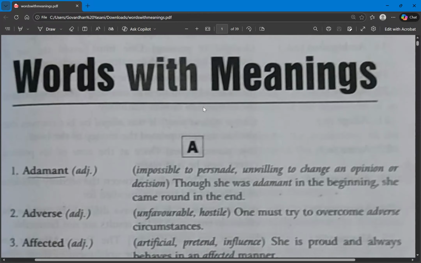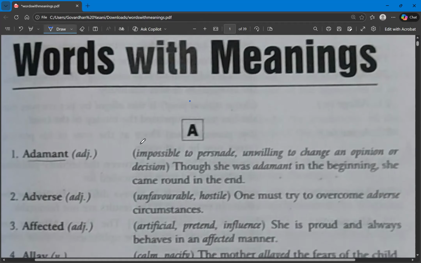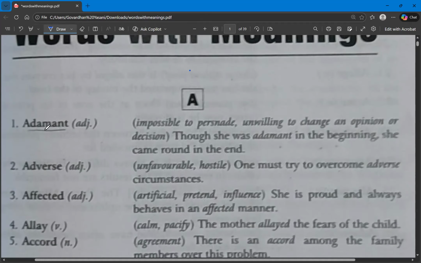Some of these may have been covered in the synonyms PDF, that is under the English vocabulary playlist, but we'll go through the other words that are not covered under each letter. So let's get started. Under letter A, the first one is adamant. Adamant is already covered, which means who is unwilling to change his opinion or his interest or decision. That is the meaning of adamant. Impossible to persuade, unwilling to change an opinion or decision.